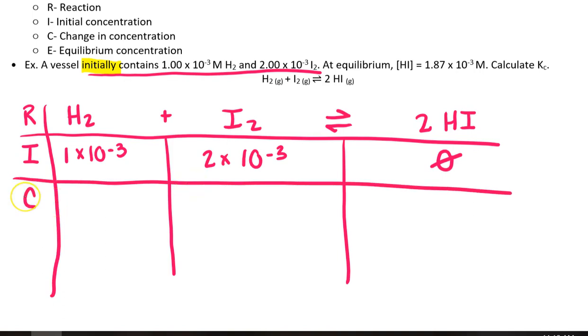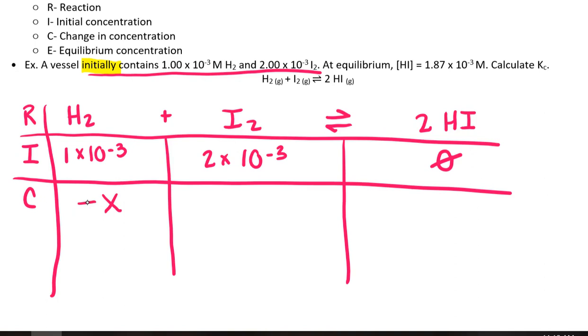Alright, next, our change in concentration. We don't know the change in concentration. But what I do know is that as the reaction proceeds, the reactants are going to go down. So I'm always going to put a negative sign for the reactants because their concentration is always going to decrease. And the rate at which it decreases is directly proportional to its stoichiometric coefficient. So I only have 1 mole of hydrogen, so this would be minus 1x. I'm just going to put x in because I don't know how much it's going to decrease by.